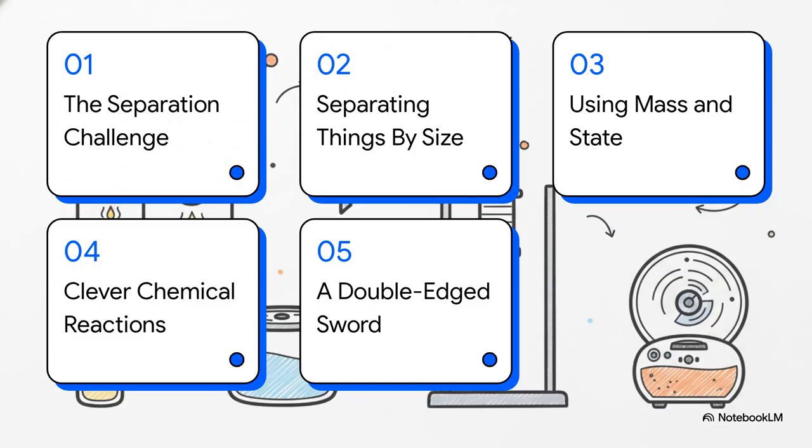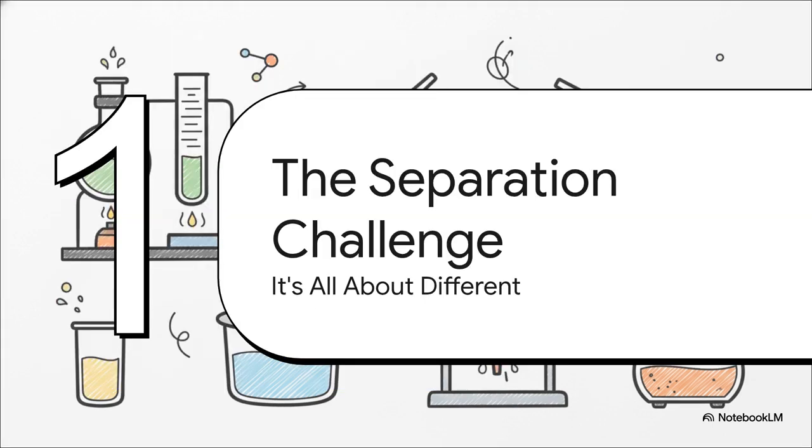So here's our game plan. First, we're going to look at the one core principle behind every single separation. Then we'll get into the cool techniques that use size, mass, and even changes in physical state. After that, we'll see how some clever chemical reactions can totally change the game. And we'll wrap up with a really interesting twist, a technique that can be both a huge problem and an amazing solution.